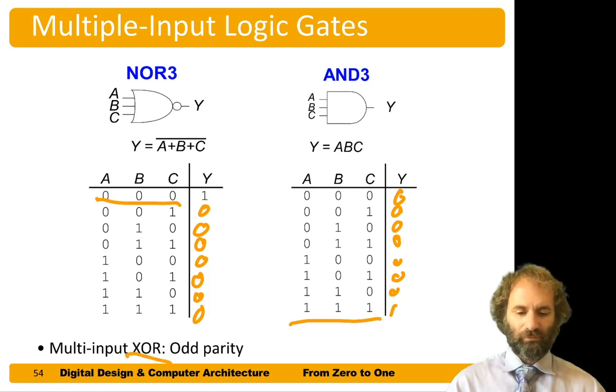Exclusive OR for multiple inputs is kind of strange. At first glance, you might think a multi-input XOR would be only true when exactly one of the inputs is true, and that's not the case. Instead, we define multi-input XOR as odd parity, when an odd number of inputs are true. So for example, a 3-input exclusive OR would be true when one of the inputs is true or all 3 of the inputs are true.